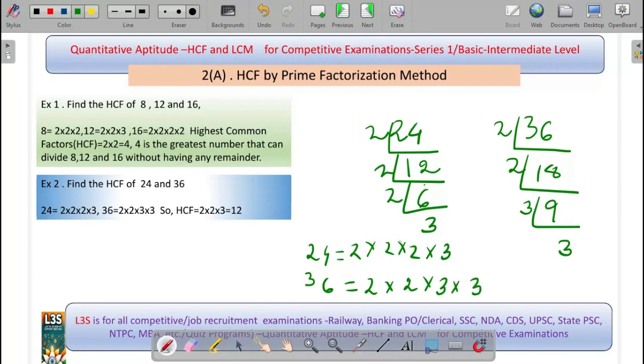So which numbers are common here? 2 into 2, then here is one 3, here is one 3. So HCF will be the common ones: 2 into 2 into 3. So this will be 12. So the HCF of 24 and 36 will be 12. 12 into 2 is equal to 24. 12 into 3 is equal to 36. It is the highest number that can divide 24 and 36.